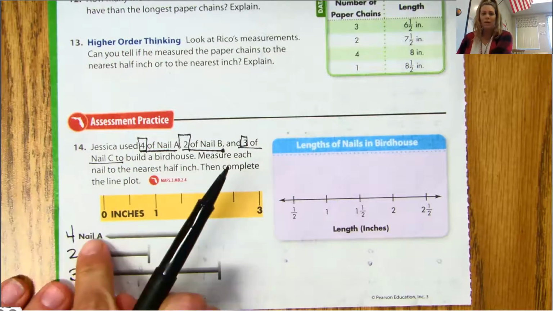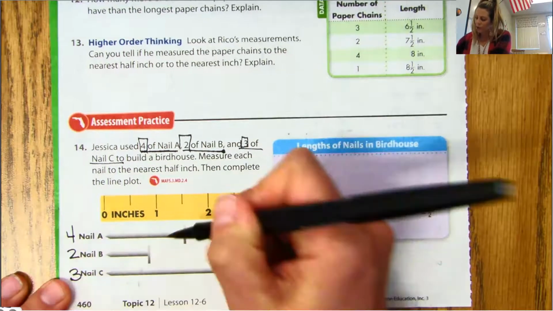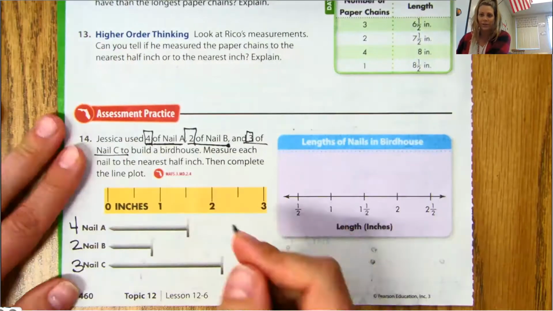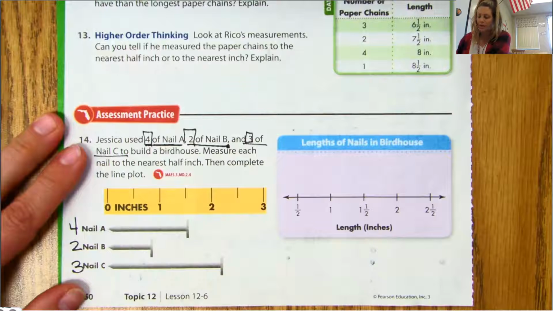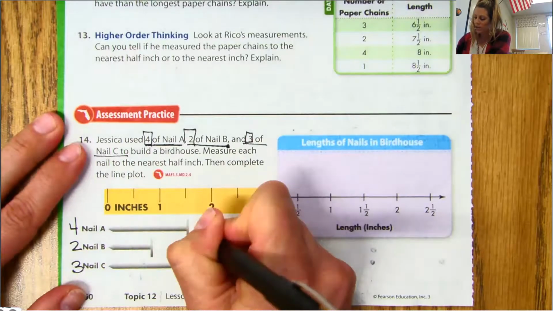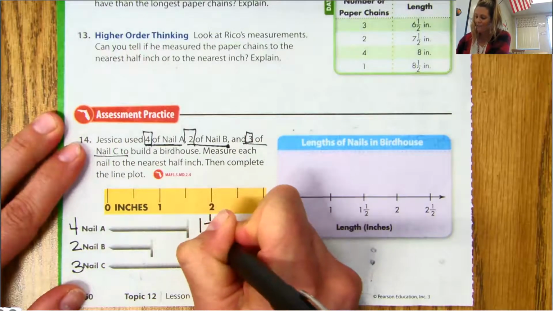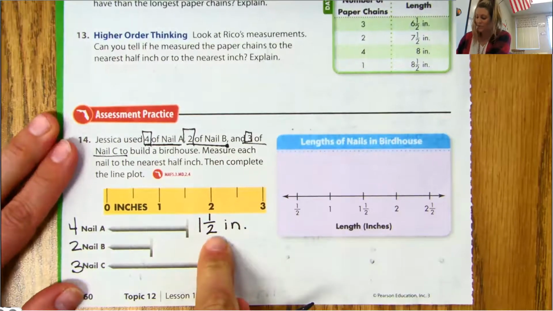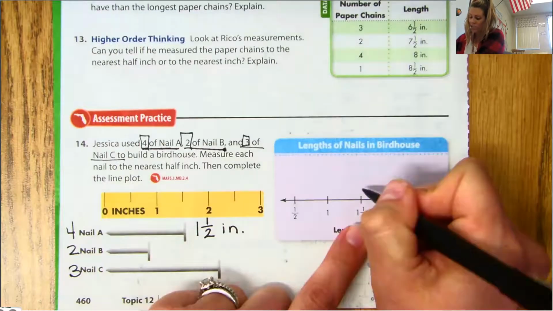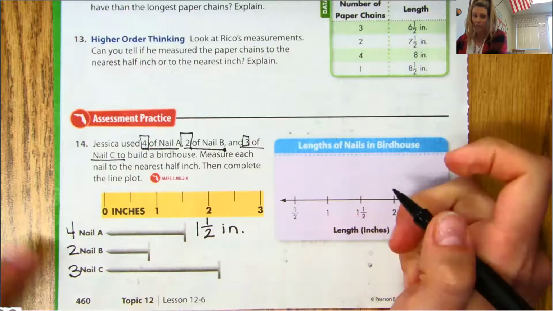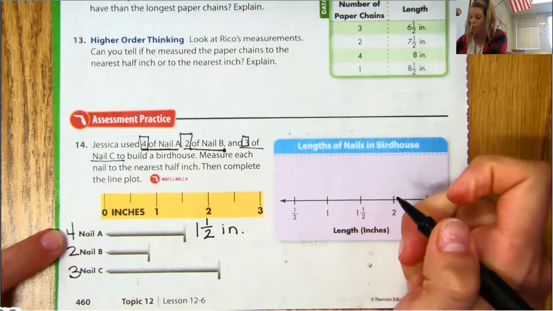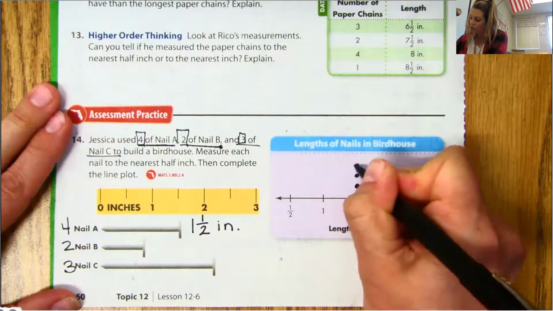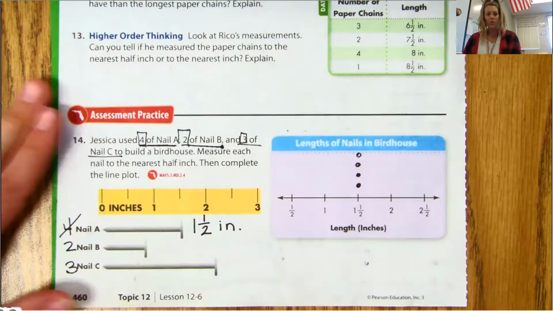All right, so if we measure nail A, we know it's in between the 1 and the 2. What is that considered? What's that measurement? That's 1.5 inches. But when we plot that, we're not just going to put 1. How many are we going to put? We have to put 4. Do it with me. 1, 2, 3, 4. So we know we did that one.